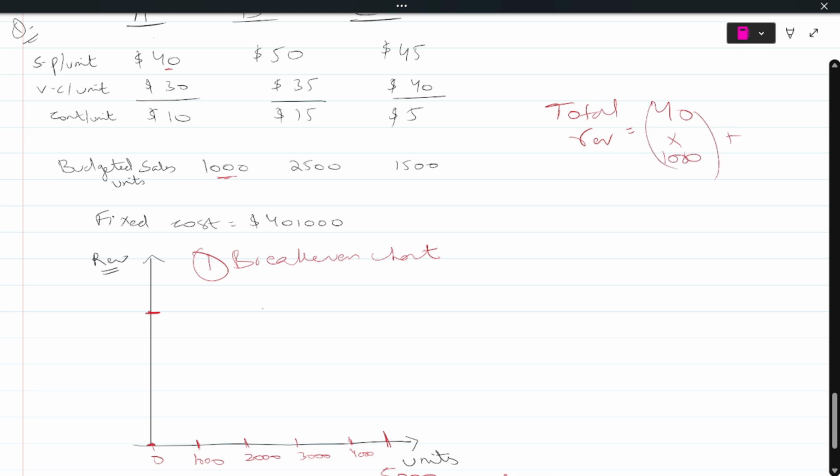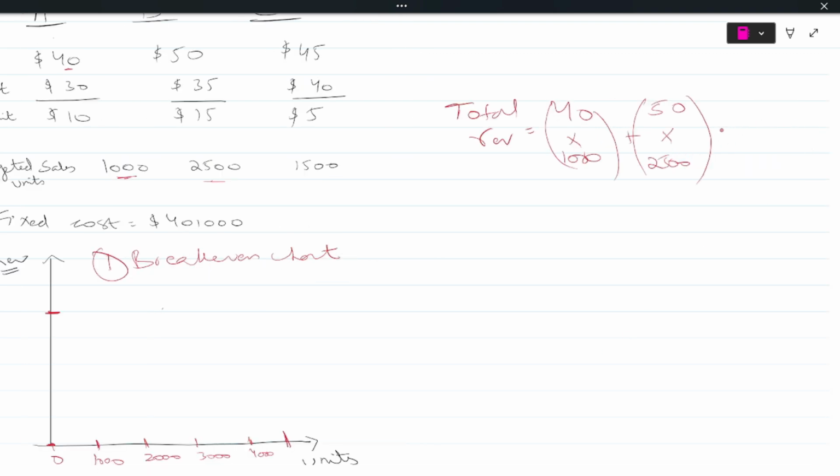Then you're going to add it with the second unit selling price, which is $50, and multiply it with its budgeted sales, 2500. All right. This is the second. Then you are going to add it with the third product selling price, which is 45, times the number of units, which are 1500, right? So that is going to give you your total revenue. So let's quickly do that on our calculator.